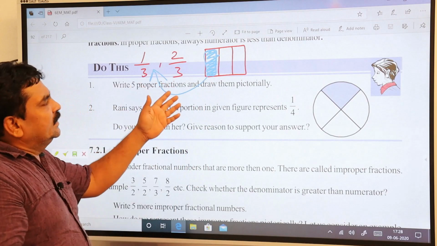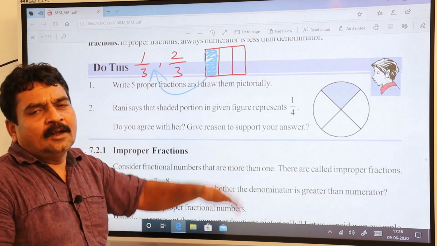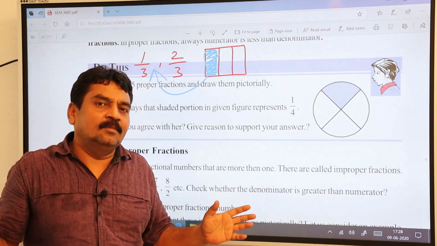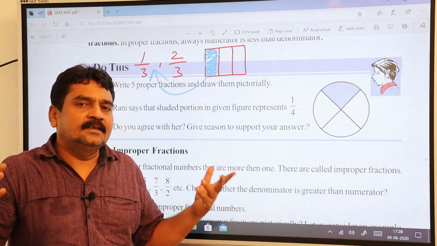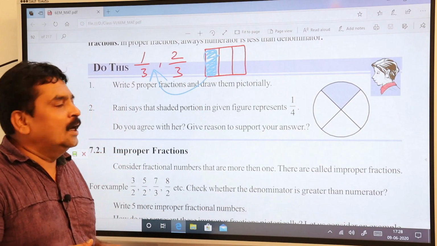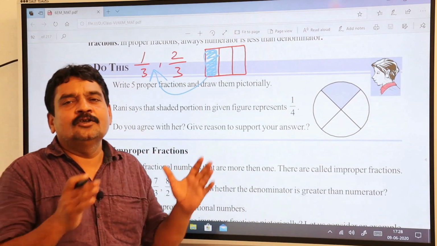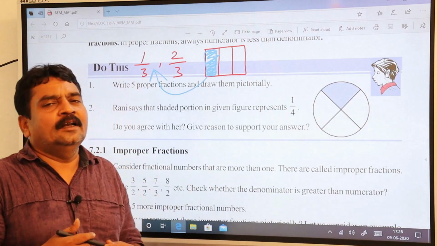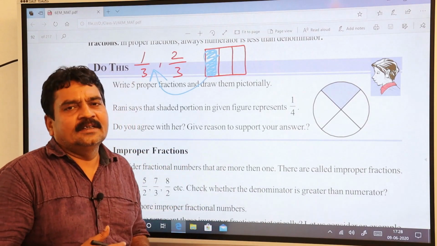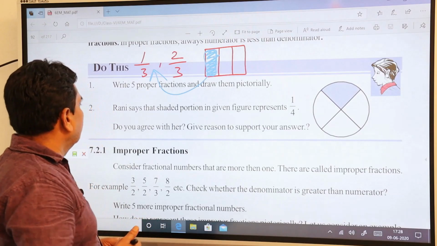No need to take 2 by 3 or go with an order, you can take anything, but don't take high values. If you take say 7 by 20, you have to draw a picture in such a way that you get 20 partitions. So it is very difficult; take a smaller value just to understand yourself. Let's go to the next one.